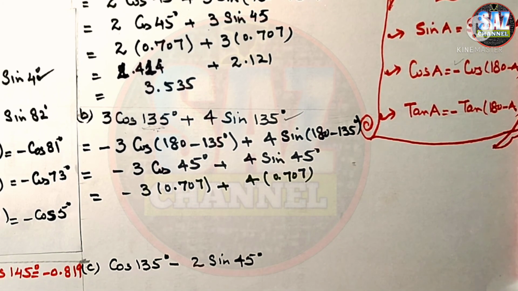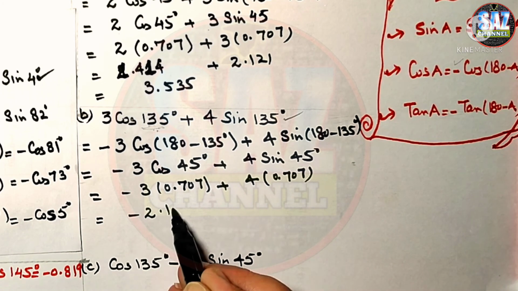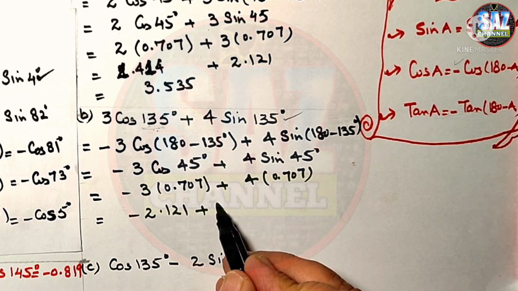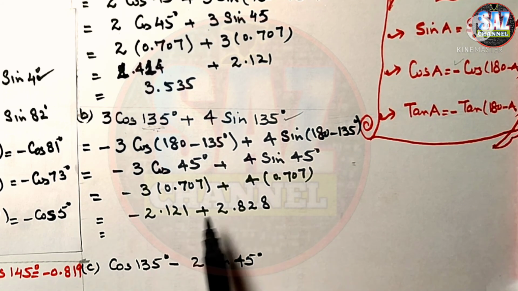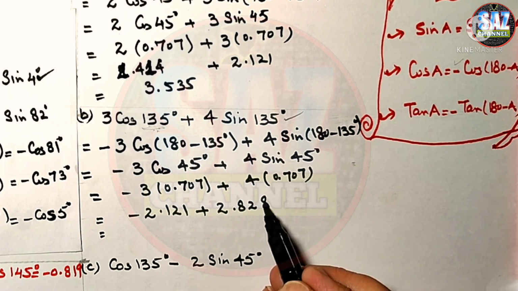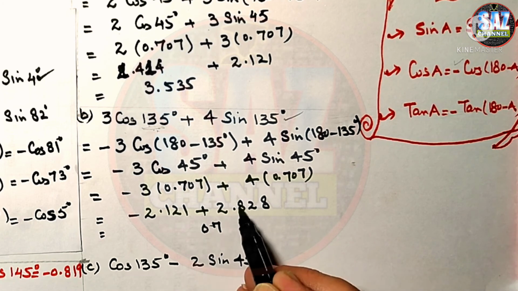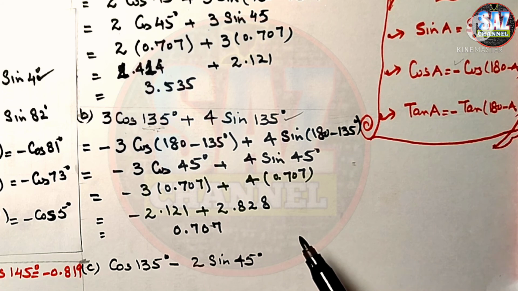3 multiplied by 0.707 is minus 2.121, plus 0.707 multiplied by 4, that is 2.828. Now I have to take away minus 2.121 from 2.828, and this gives me 0.707. I hope you are clear about this question.